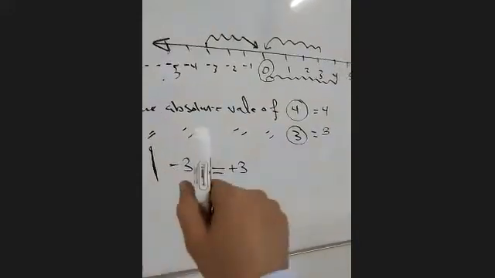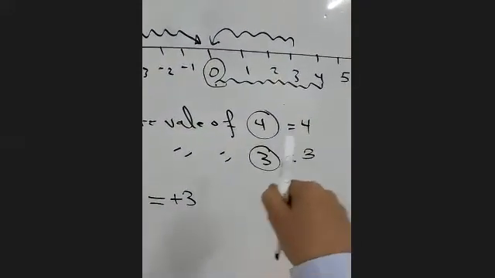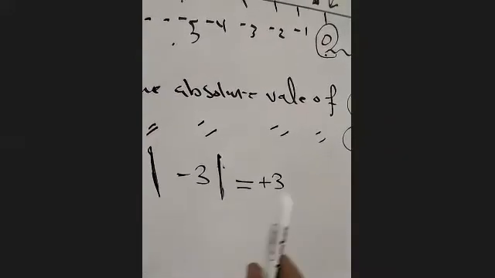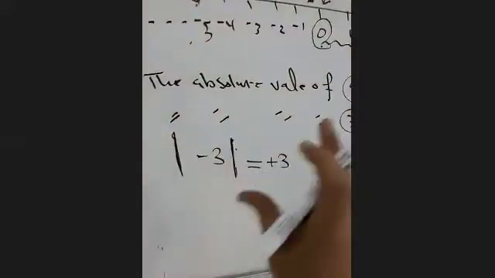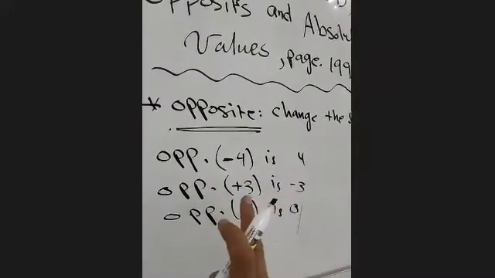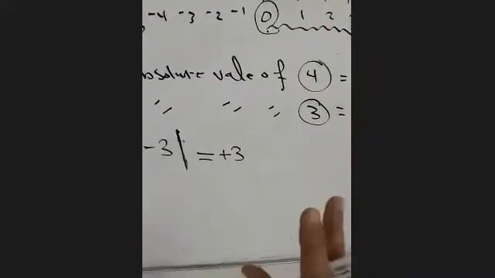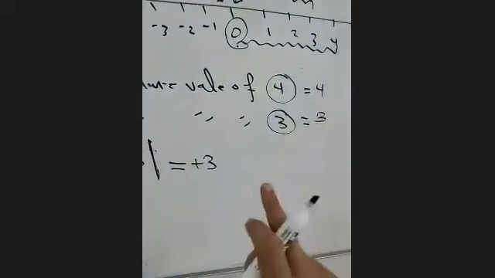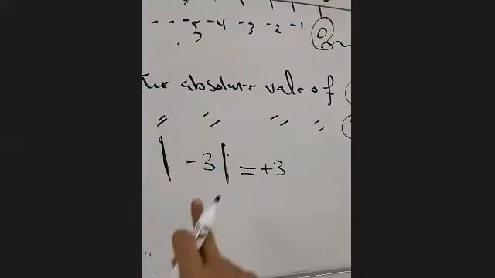The absolute value of a positive number is the same number. The absolute value of a negative number is positive. It's different from the opposite. The opposite of negative is positive. The opposite of positive is negative. But the absolute value always gives positive. If it's positive, it's the same. If it's negative, turn it to positive.